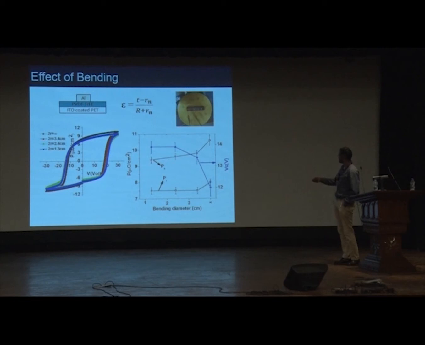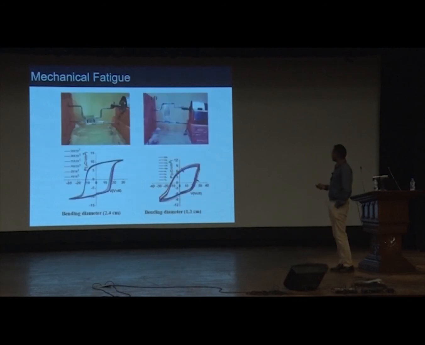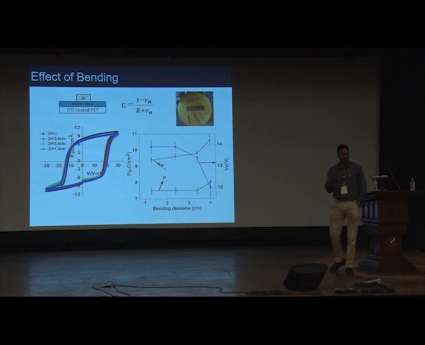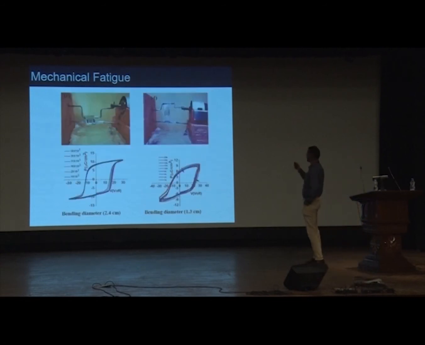PS changes from 9 to roughly 14 as a function of bending diameter, but PR remains fairly constant. And only at very extreme, only in the flat condition, there is a little change here, but not much. So it goes from like 8 to 7.5 or so. But coercivity changes. Coercivity is the voltage that you need to apply to switch it. Now, since a memory doesn't go through bending only one time, it goes through multiple cycles of bending, we did it for multiple cycles. So we made a homemade setup.